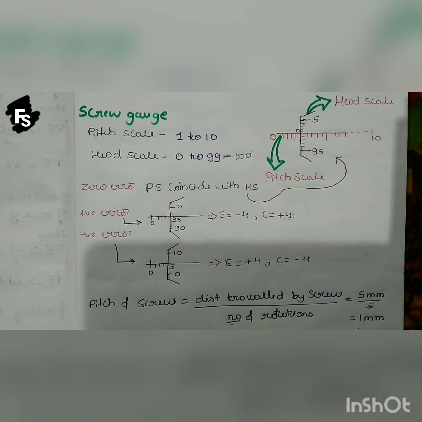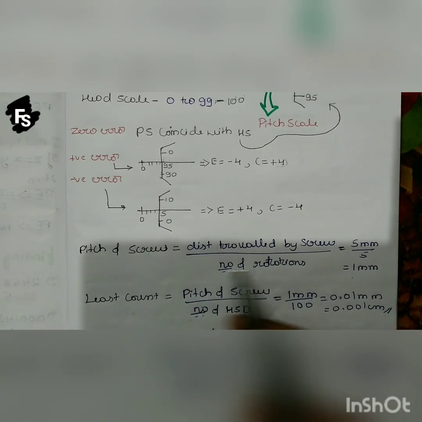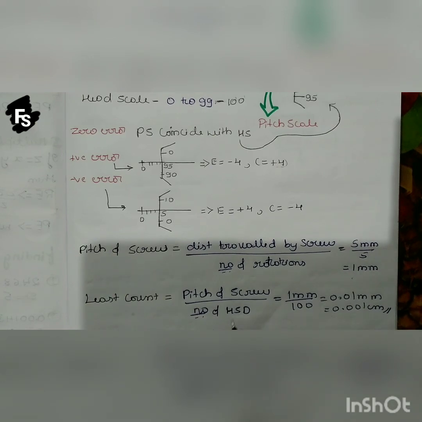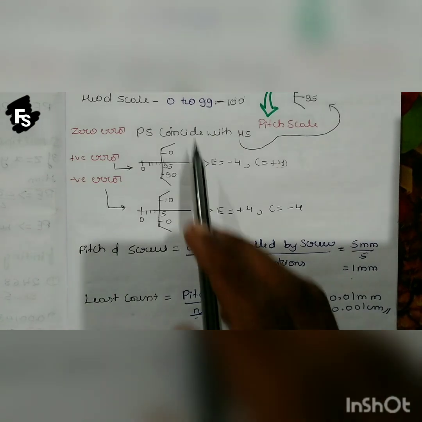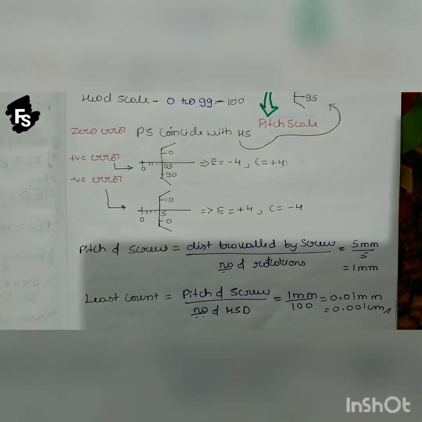Then how to find least count? To find least count we must know the pitch of a screw. See what this says: pitch of a screw divided by the number of head scale divisions is equal to least count. We know the pitch is 1 millimeter, divided by the number of head scale divisions. How many head scale divisions are there? See, 0 to 99 means 100. So it is 1 millimeter divided by 100, so 0.01 millimeter. But the least count of a screw gauge in terms of centimeter is 0.001 centimeter.